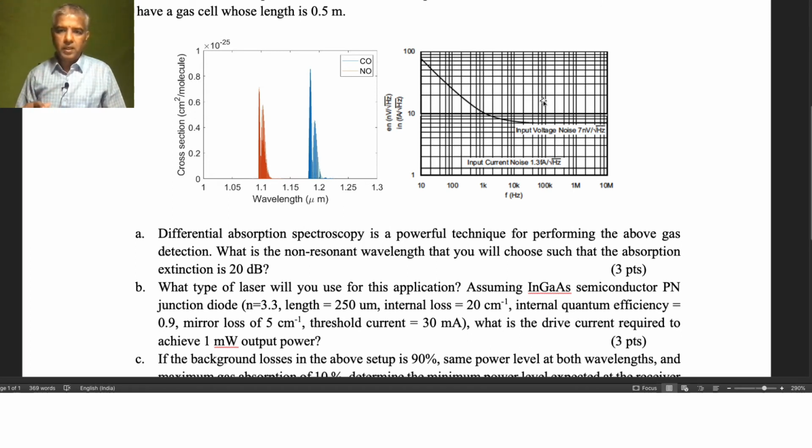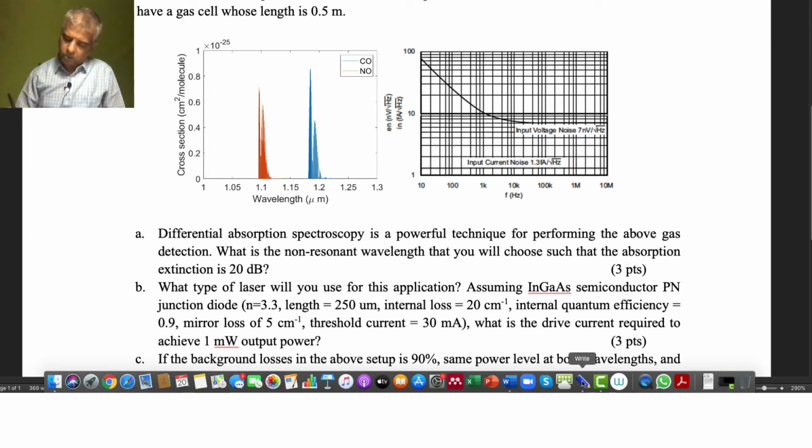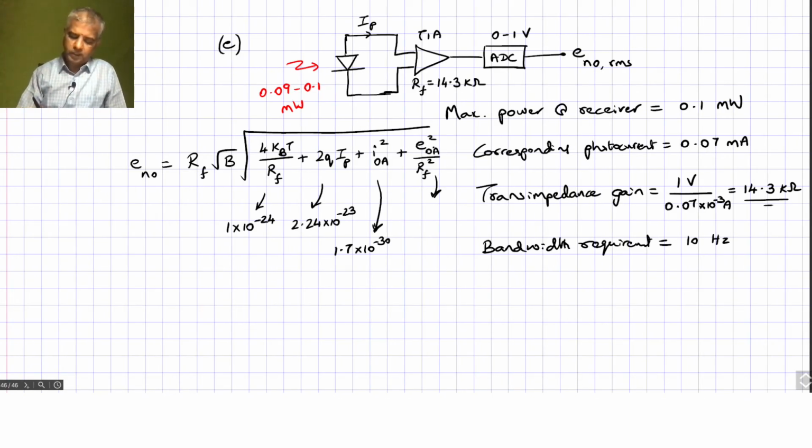We will come back to that at a later point, but at this point we are assuming that we are doing it in baseband, which means that we want to look at the value at 10 hertz, which is 75 nanovolts per root hertz. So we plug that in and divide by RF, and we will get a value of 2.75 multiplied by 10 to the power minus 23.